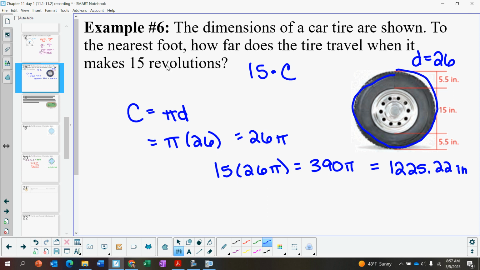And I'm going to go back to the original problem. To the nearest foot is the question. So that means I'm going to take the number of inches and divide it by how many inches are in a foot, which is 12. And I actually get about 102 feet.